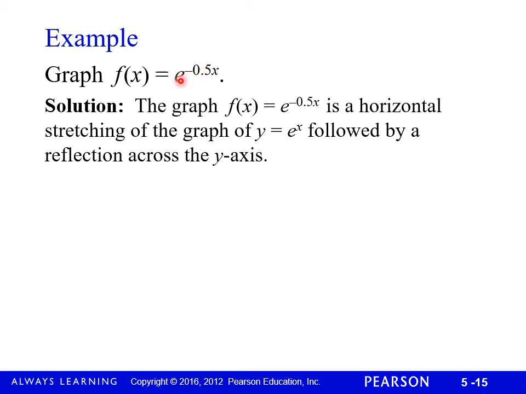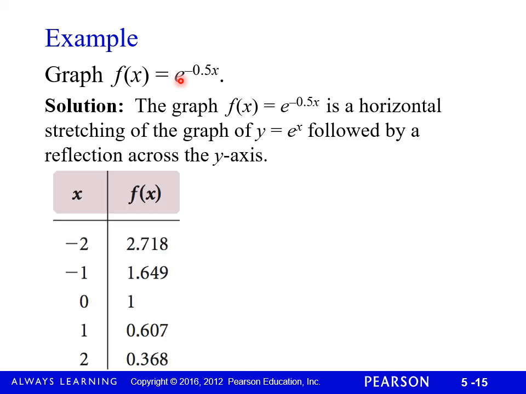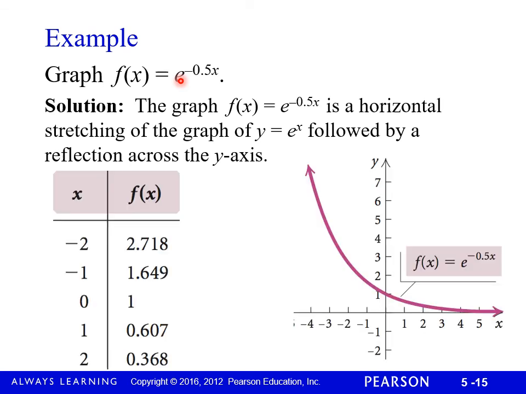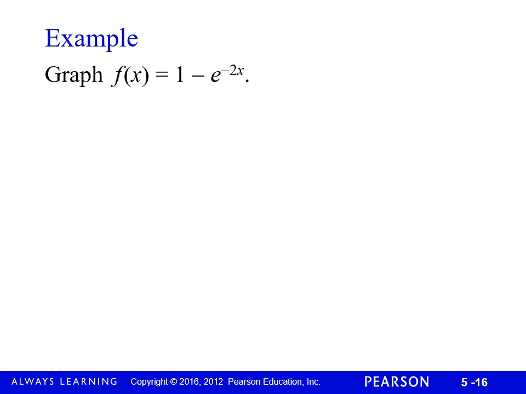And because it's negative, it's being reflected across the y-axis. Remember that if it's positive, you get growth. If it's negative, it flips across the y-axis and you get decay. So again, we can see a table of values, and then we can see that this is indeed flipped across and it's getting fatter. It's not growing quite as fast as e to the x or e to the negative x.